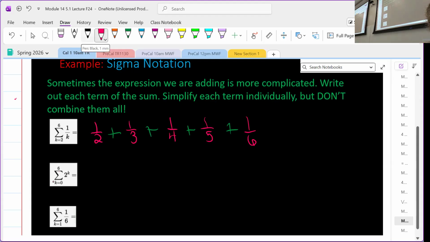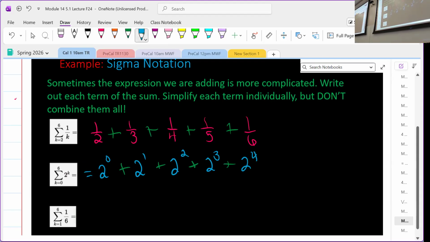So when I have the sum of k equals 0 to 6, now my formula is a little more interesting. It's 2 to the k. So I plug in my first k number, which is 0. So my first term is going to be 2 to the 0. Plus. Now I'll have 2 to the first power, plus 2 to the second power, plus 2 to the third, plus, this gets tedious to write.